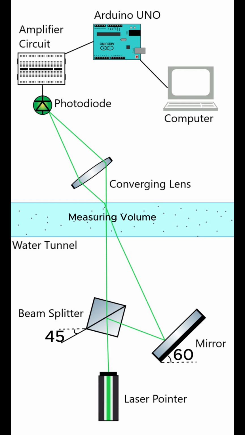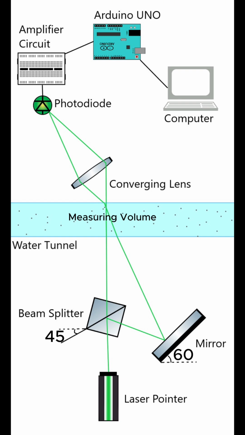A beam splitter was put in front of the laser with 45 degrees angle. Then, near the beam splitter, a mirror was put with a 60 degrees angle. We measured these angles by using a protractor. When the laser was turned on, the beam passed through the beam splitter. Then, the beam split into two beams. One of these two beams went straight through the beam splitter. The second beam reflected to the mirror.